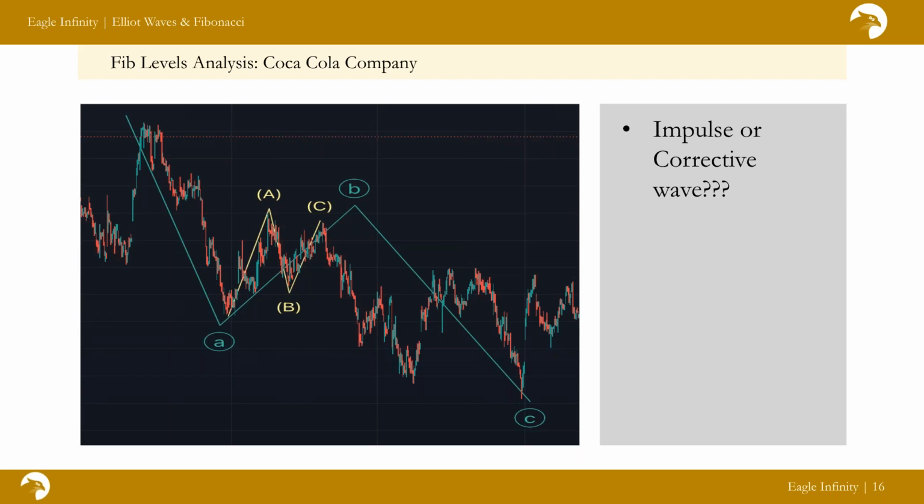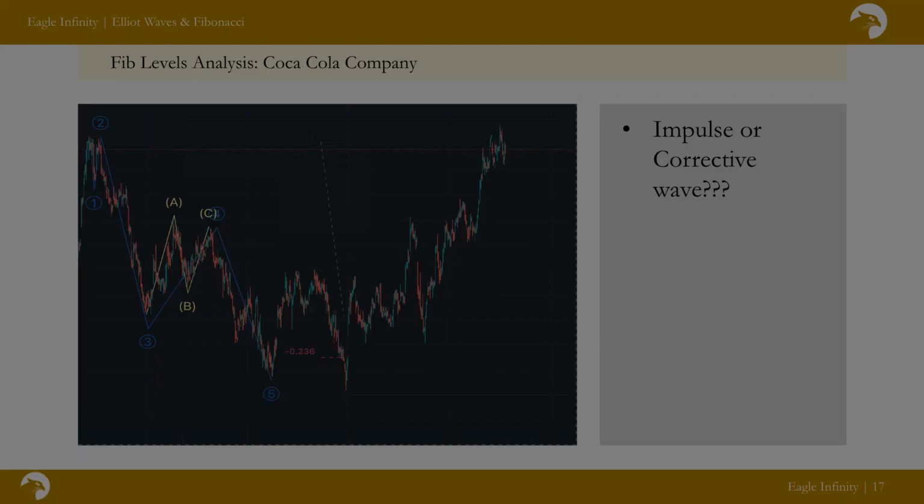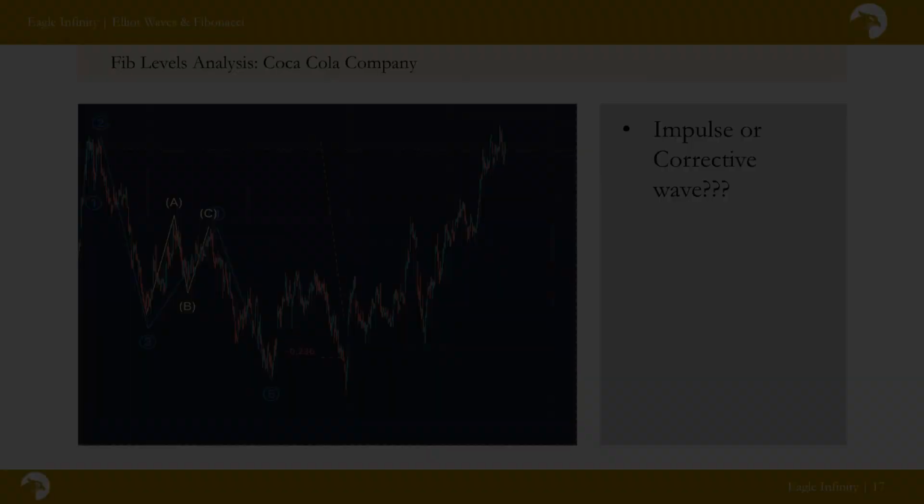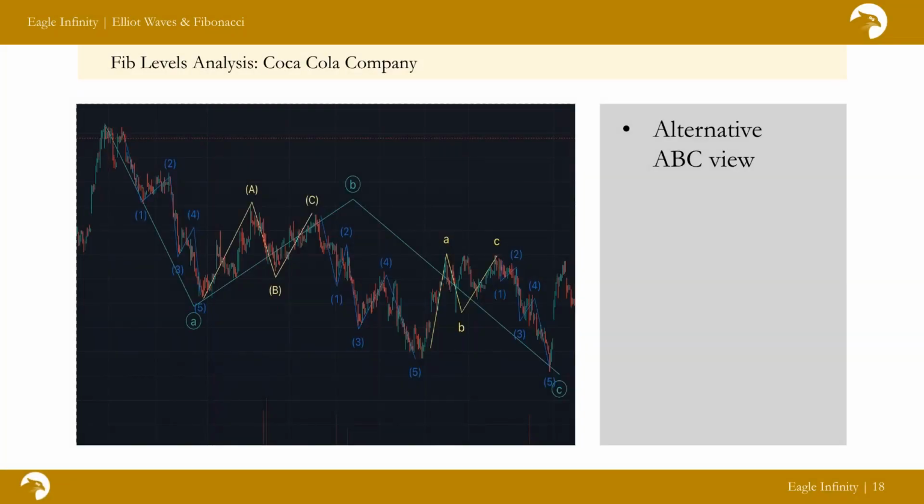So that's why you want to create multiple theories in Elliott wave, and you want to stay flexible, because that's how you pivot quickly, and you're able to make money faster than the rest of the market because you're fluid. So, any questions on any of that before I move on?